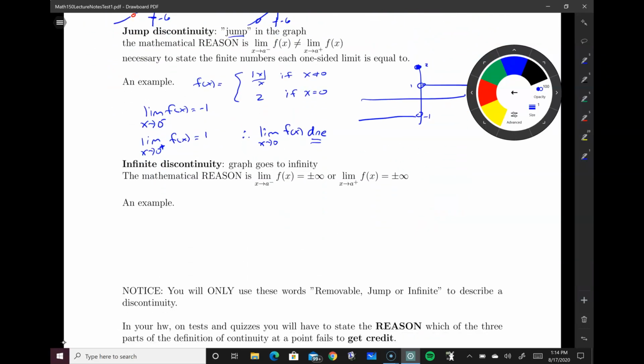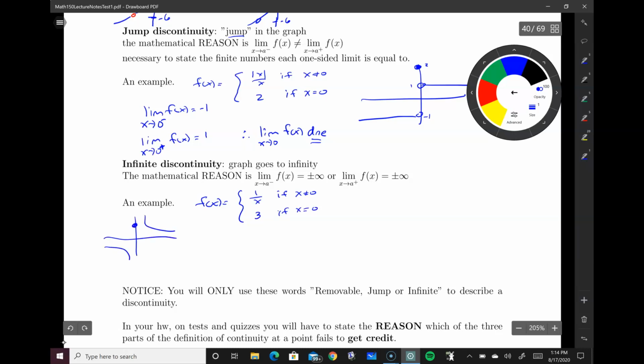All right, an infinite discontinuity would be an example if I had 1 over x if x didn't equal 0, and 3 if x equaled 0. So if I was to draw this, it would look like that, right? Okay, so if I take the limit as x goes towards 0 from the positive side, I get infinity. So since it's not finite, therefore it's not continuous. Right, so I get an infinite discontinuity.